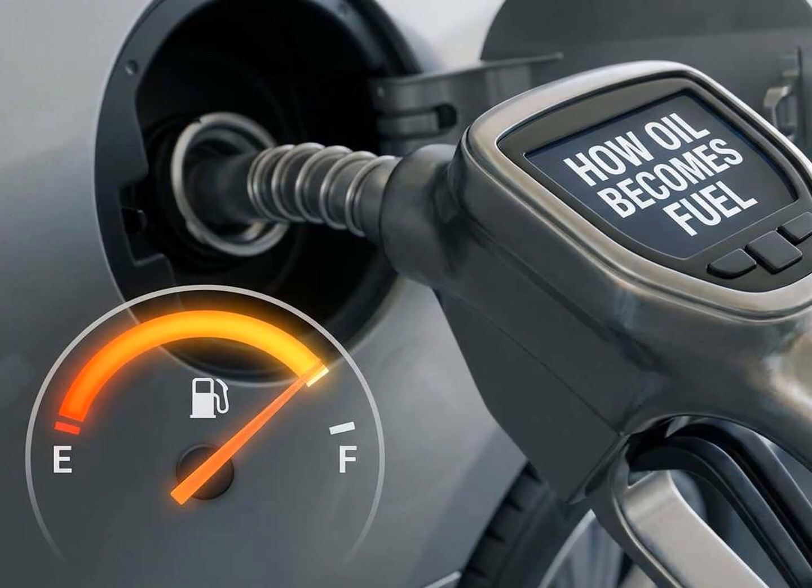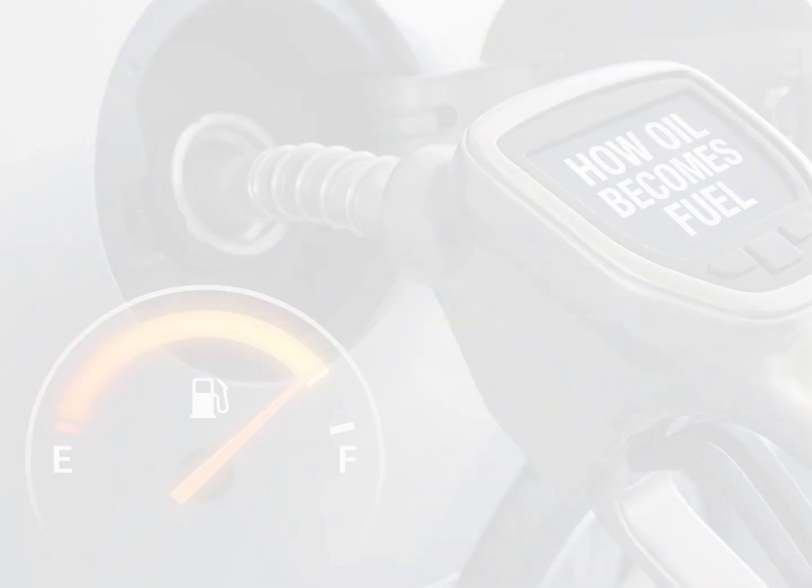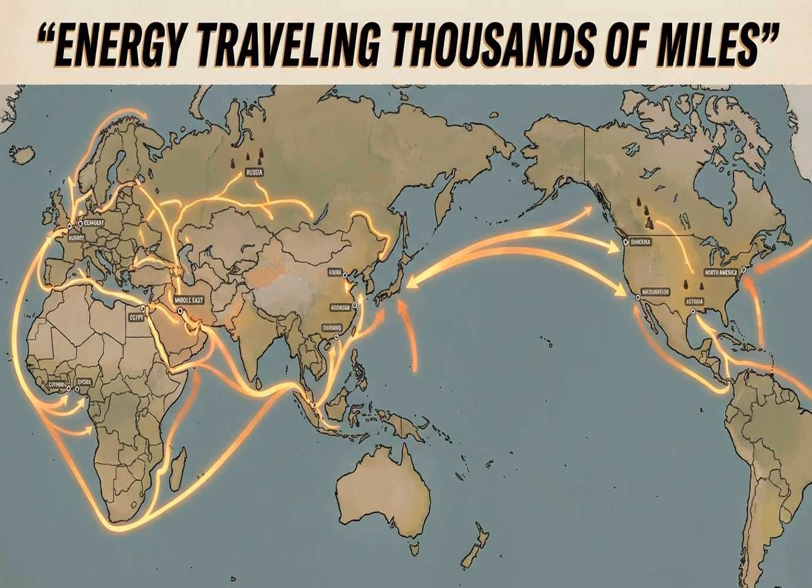Every time you fill your car with fuel, you're using energy that took millions of years to form and thousands of miles to travel. But how exactly does oil move from deep underground rock formations to the gasoline pump? In this video, we break down the entire oil and gas production process from reservoir formation to refining in a clear, technically accurate, step-by-step explanation. Let's begin beneath the surface.